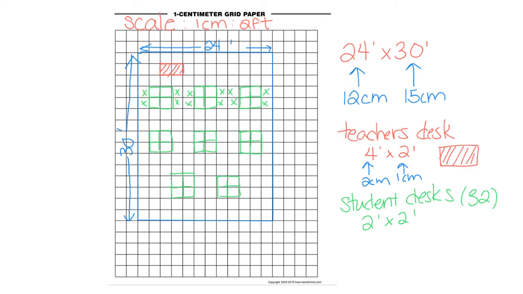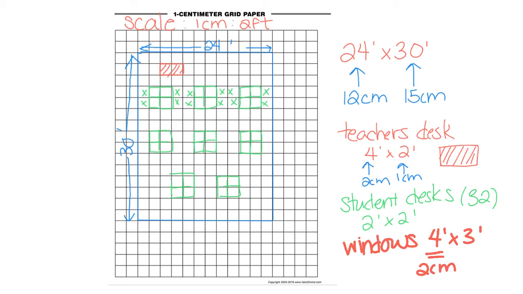And the next thing that I need is windows. So our windows are 4 feet by 3 feet. And it doesn't say which one is the width and the height, but I'm going to assume the width of these windows is 4 feet. So we know that that's going to be 2 centimeters. And these would be on the edge of the classroom. Okay, so 2 centimeters, that's 2 boxes.